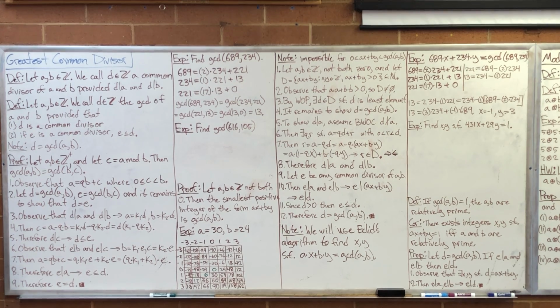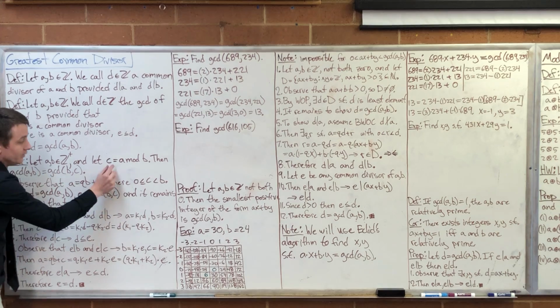Oftentimes, from here on out through number theory, a very useful thing to do a lot of the time is to calculate the greatest common divisor between two numbers. It's going to help us go from working with really big numbers to really small numbers.